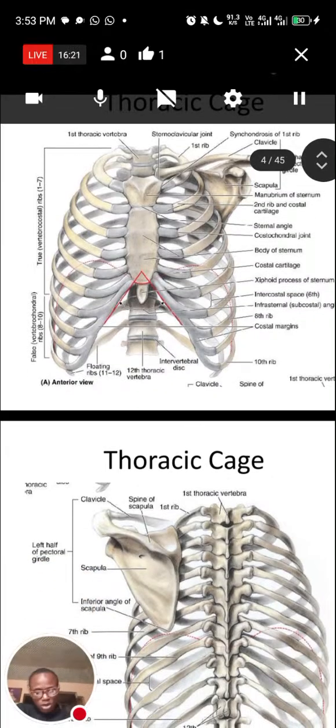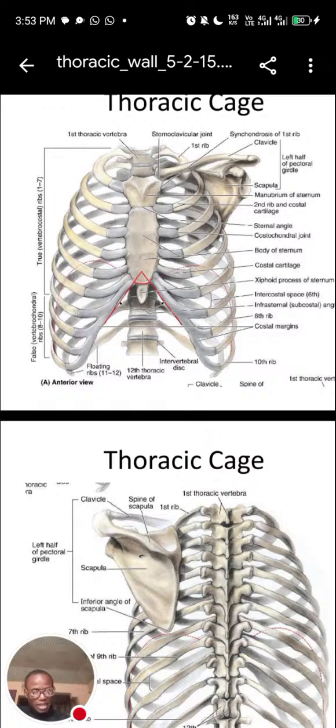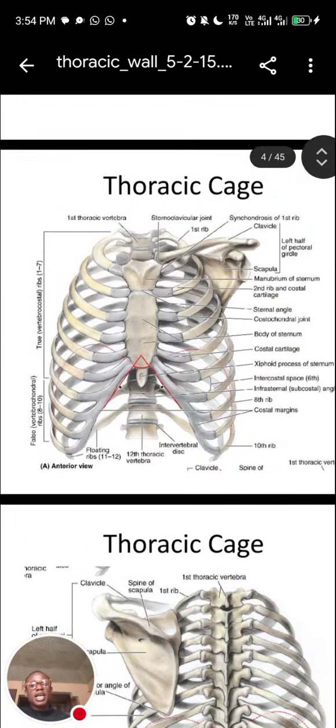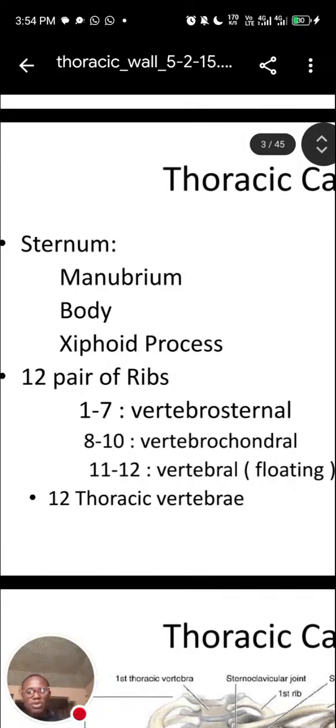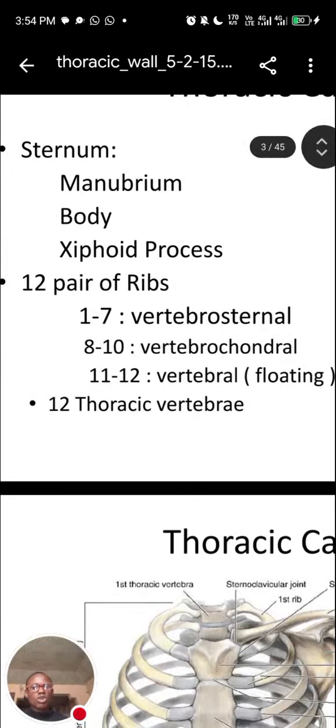What do we move on to? We said JECCFIM. We've done M, which is meaning. We've done C, which is characteristics. We've done another C now, which is components or composition: STP. And the P is the pairs of ribs. There are 12 pairs of ribs.